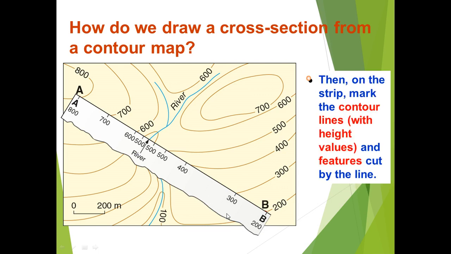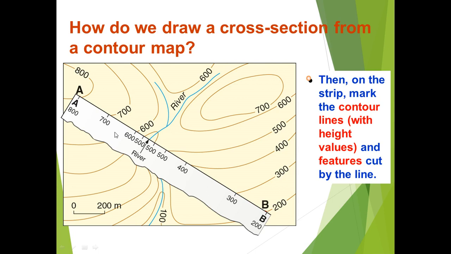And also, other than the start point and the end point, please also mark down every intersection with the contour lines. Right here you can see the 700-meter contour line touches the paper strip at this point here, so please mark a label here and write down 700. And you can see the 600-meter contour line touches the paper strip right here at this point, so mark a label here and also write down 600.